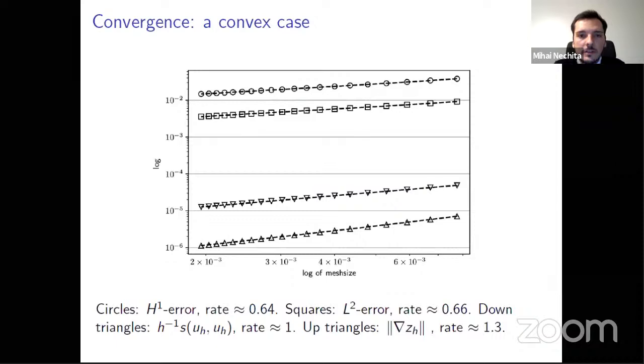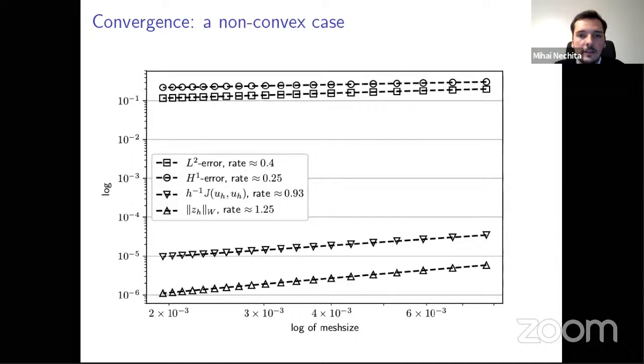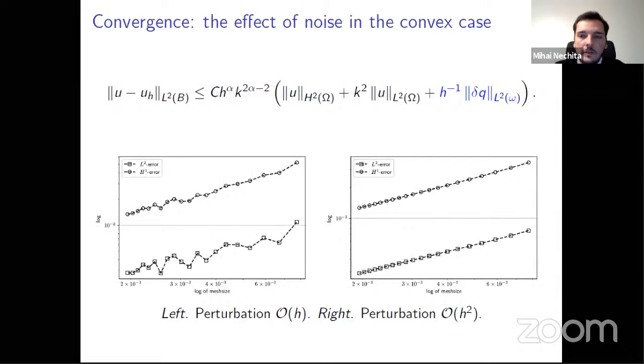And in terms of convergence, here is a plot of the convergence rates. And we notice that the convergence order is sublinear as expected, and we see the right kind of convergence for the stabilizing terms, and also for the norm of the Lagrange multiplier. And in the non-convex case, because the stability constant now depends on the wave number, the errors are higher, but we still recover the expected convergence orders.